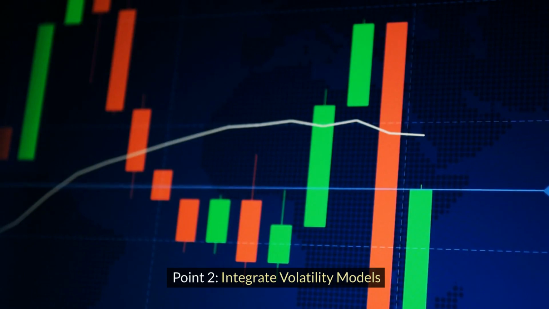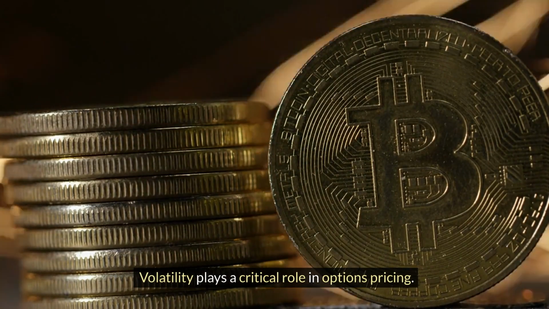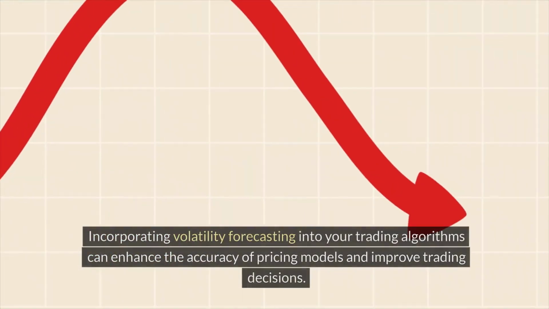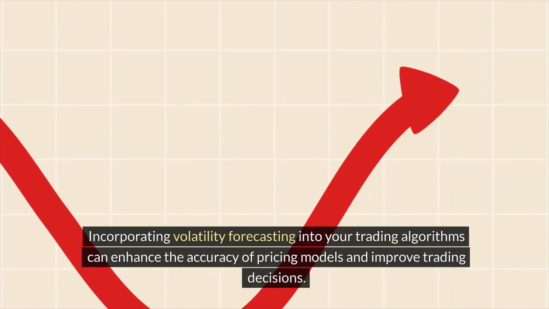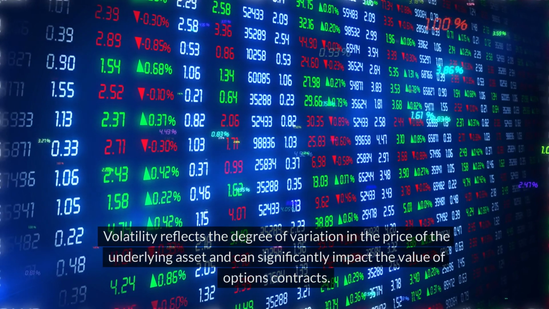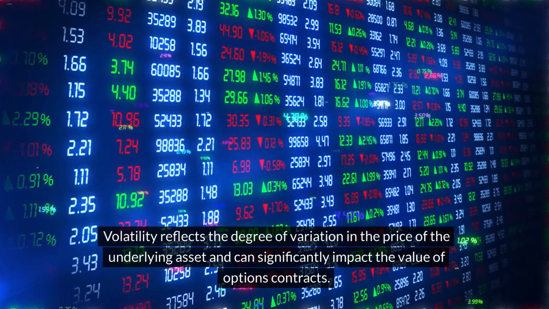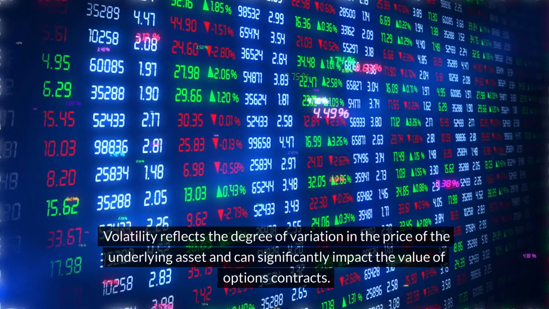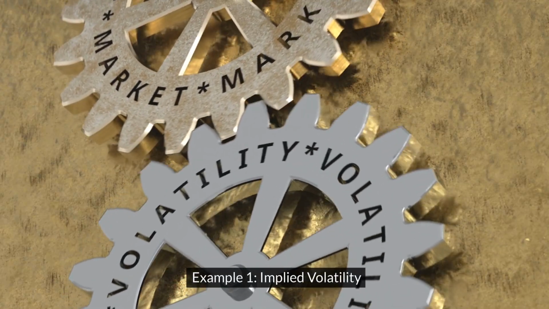Point 2. Integrate volatility models. Volatility plays a critical role in options pricing. Incorporating volatility forecasting into your trading algorithms can enhance the accuracy of pricing models and improve trading decisions. Volatility reflects the degree of variation in the price of the underlying asset and can significantly impact the value of options contracts. Example 1. Implied volatility.